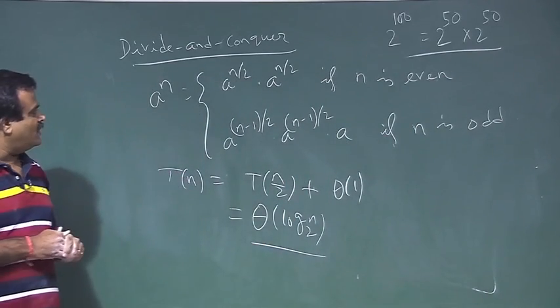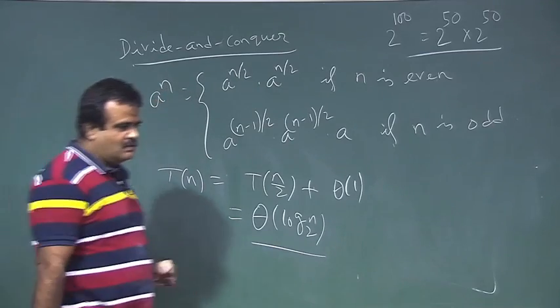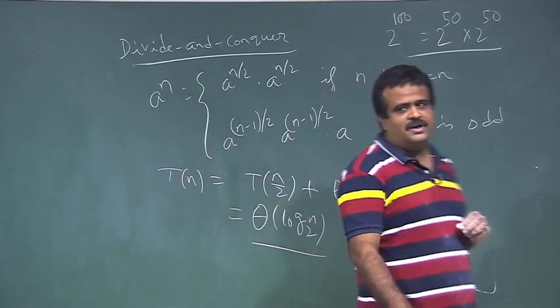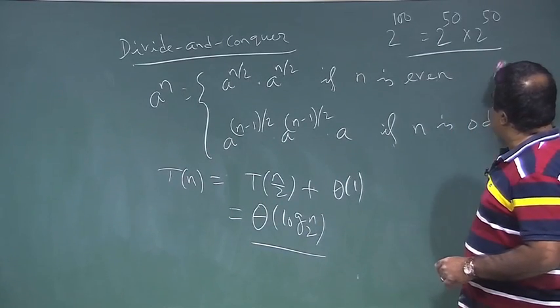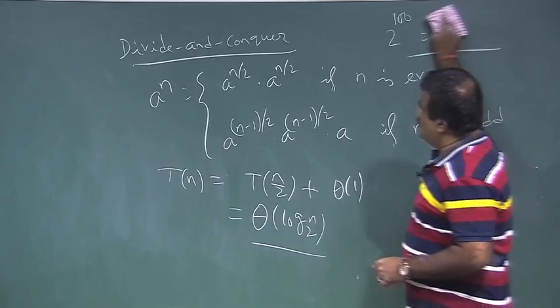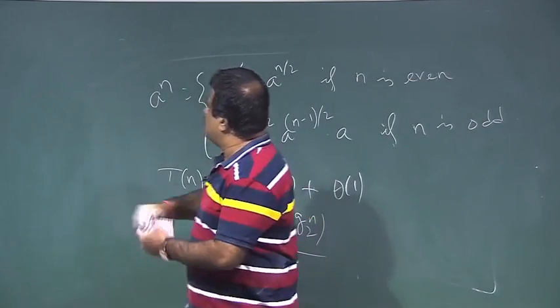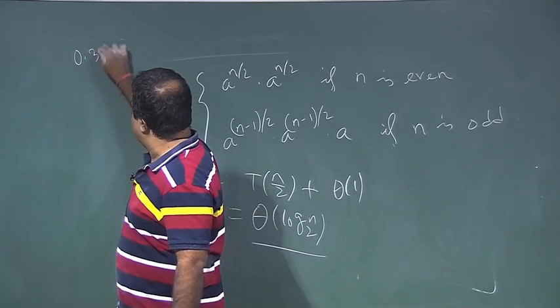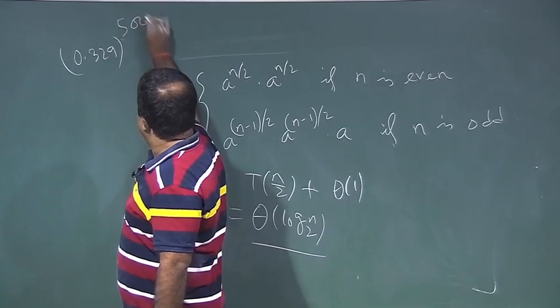Okay. So, this is powering a number. Now, here we are assuming these numbers are integers. But what if the numbers are not integers? Suppose we want to find out, say, 0.329 to the power, say, 500 or say 100.